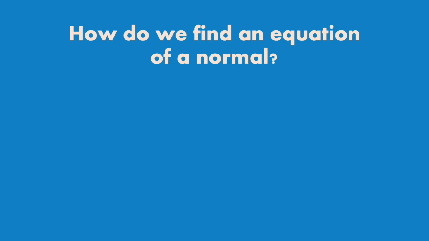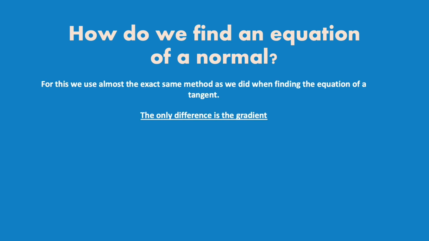So let's now have a look at how we'd find an equation of a normal. And the method is essentially the same. There is a very, very small difference. So the only difference is the gradient, because as we saw right at the beginning, the gradient of a normal is perpendicular to the gradient of a tangent.